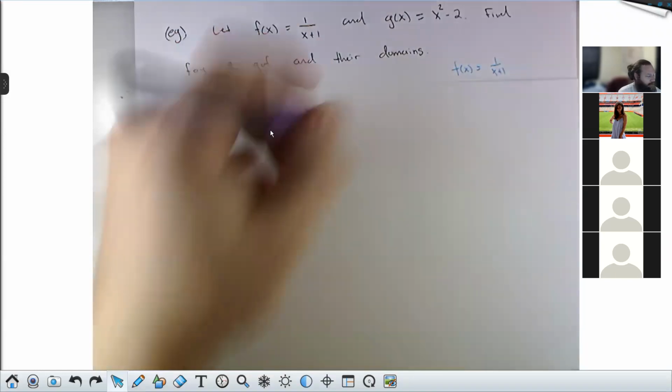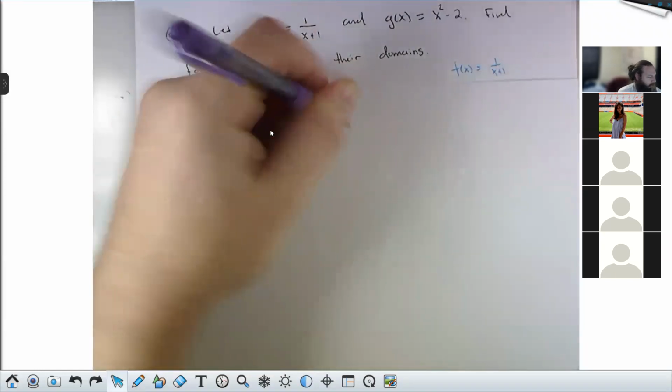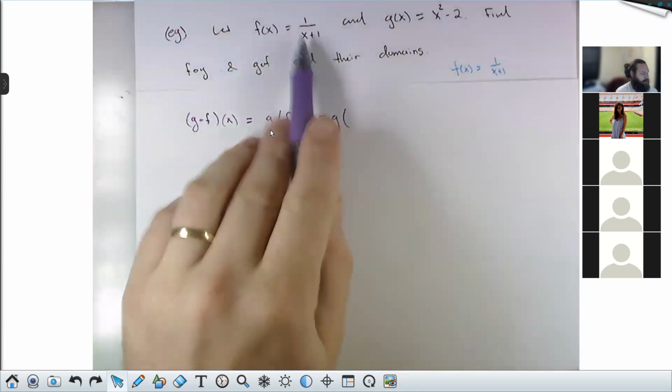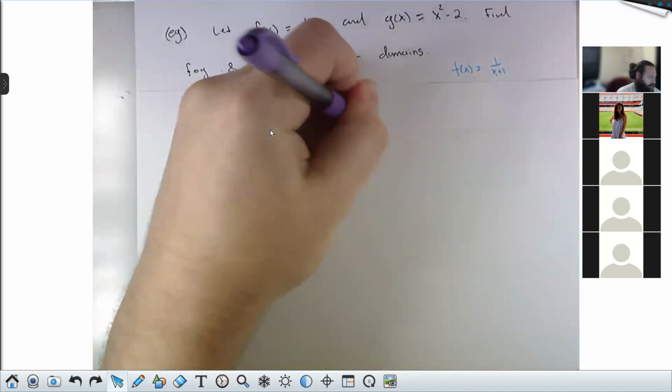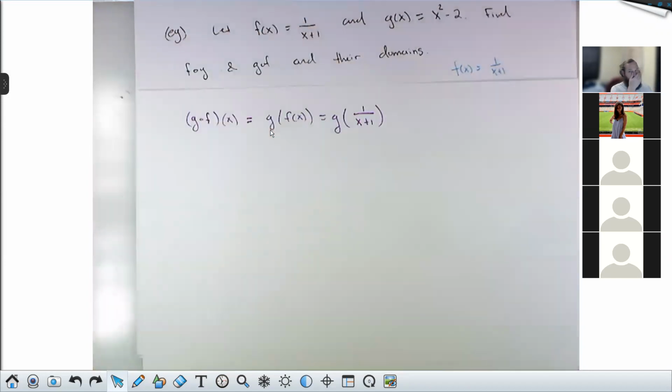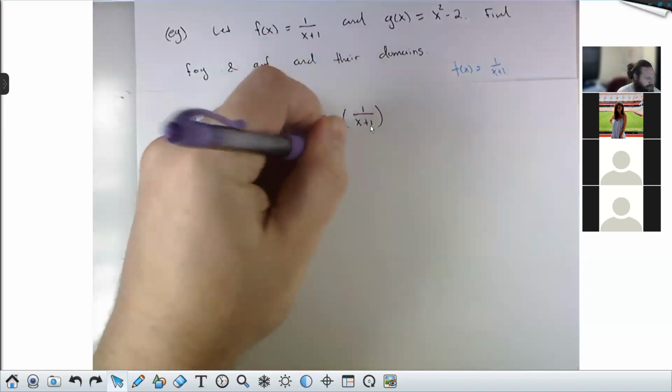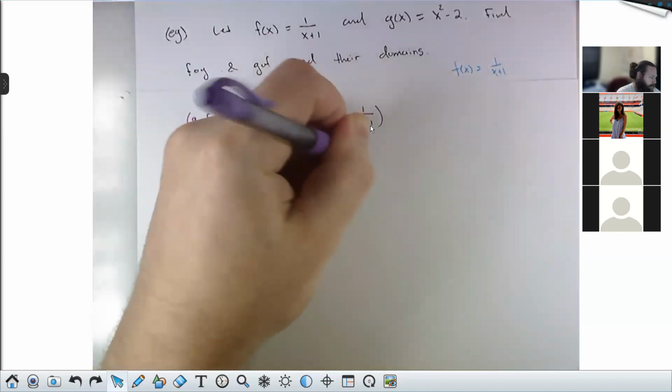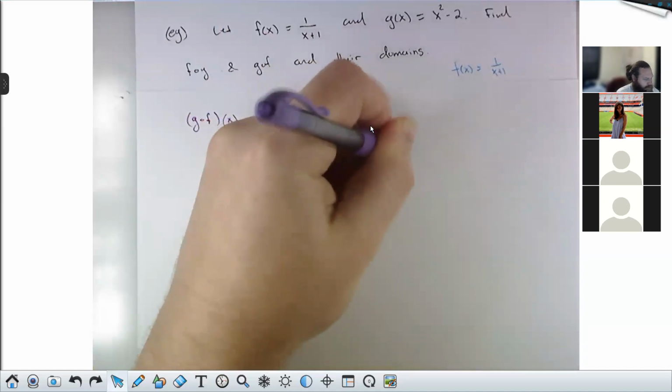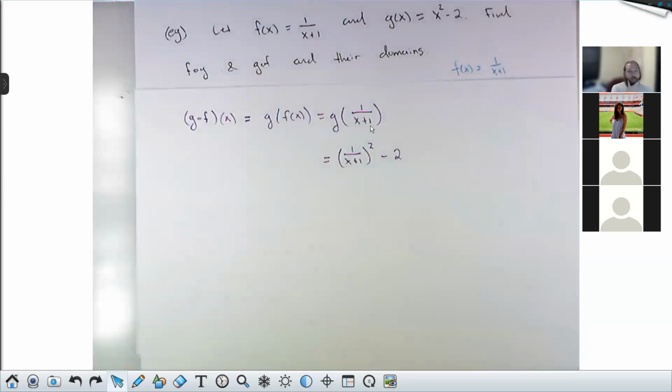And then we work from the inside out. So this is G of something. What's the something? Well, it's f of x, which is 1 over x plus 1. And then G of something would be that something squared minus 2. So G of 1 over x plus 1 will be 1 over x plus 1 squared minus 2. There's a bunch of other forms you could write this in, but this is fine. There's nothing wrong with this.